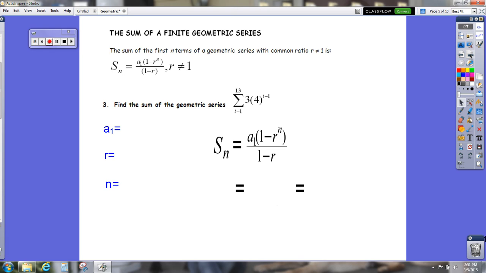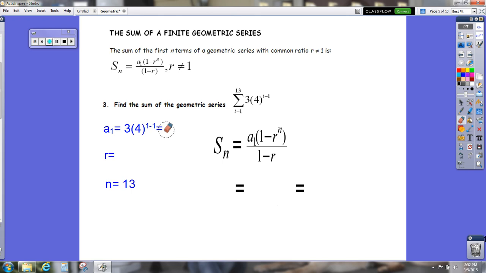Notice it's geometric because, if you take away the summation, it looks like the general rule: our a sub 1 times our ratio, in this case to the i minus 1 instead of n minus 1 power. Look at our formula. We want to find the sum of the first 13 terms. So in this case, our n is 13 because it goes from 1 to 13. Be careful: if this started at 0 and went to 13, we'd have n equals 14. We need the first term, so we're going to plug 1 into our rule.